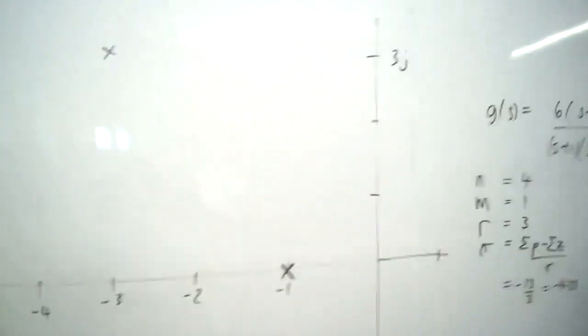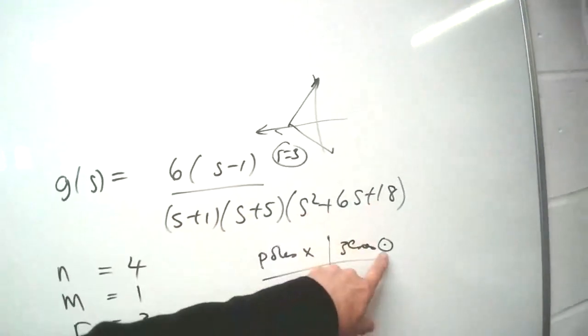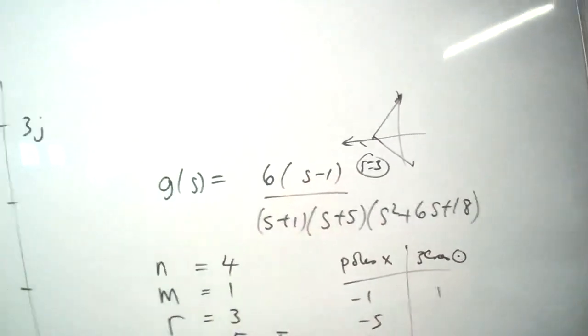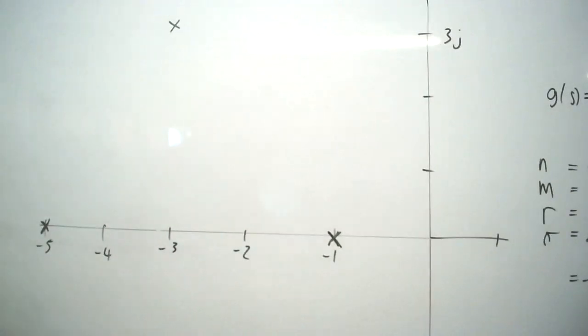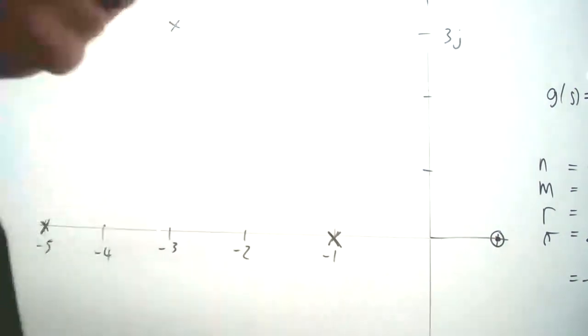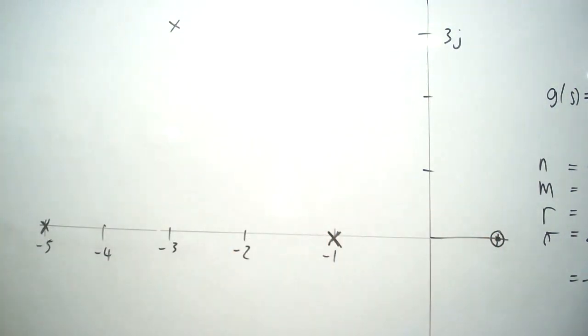And then we've got a 0 at 1, because s - 1 equals 0 gives us s is 1. So we've got a little 0 at 1, like that. Last time we swapped those over. That was the difference.